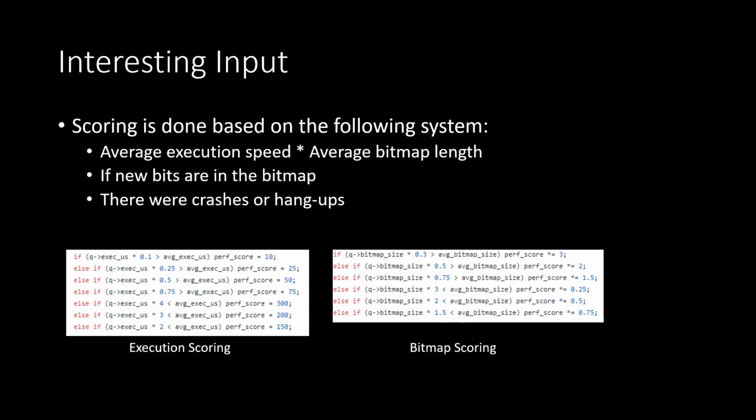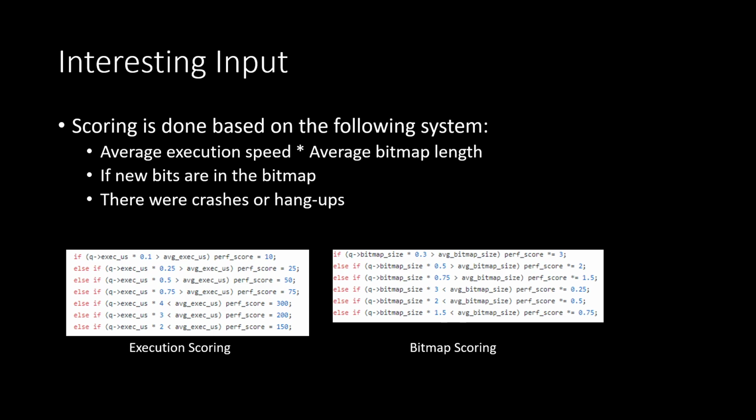And then lastly, one of the more important metrics is, were there crashes? Because that's the whole point of fuzzing, is to determine what crashes your program. So if there was a crash, that almost guarantees we're going to get put onto the interesting queue. And the way it sort of divvies out these scores is it does like a table where, based on certain criteria in your execution speed or your bitmap length, it'll add or subtract or multiply by certain factors. And this is sort of the second area of potential improvement that you could make, in that you could change the way scoring works, the weighting and stuff like that.